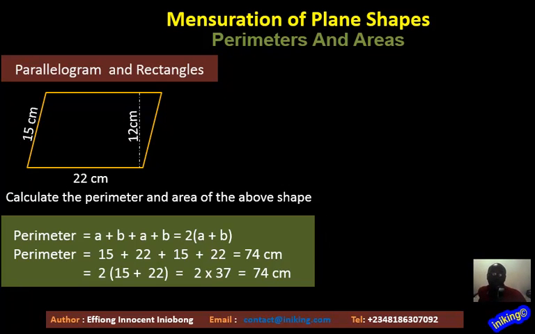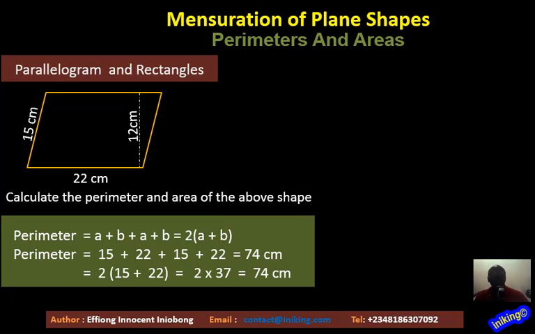So that's it there. Perimeter is what? A plus B plus A plus B. 15 plus 22, 15 plus 22, that's 74. Or you take it as 2 into 15 plus 22. And that gives us 2 times 37. That's it for perimeter. How about the area?